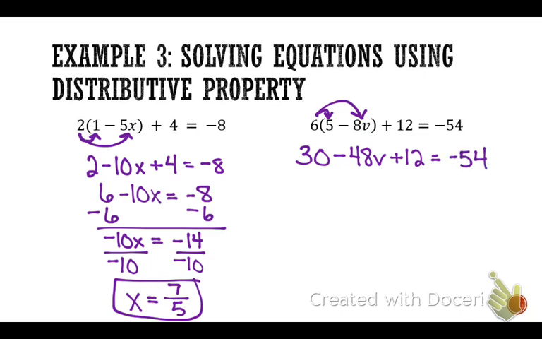Okay, so now we need to look for some like terms over here. Anyone want to raise your hand? Like terms you see that can be combined? Anybody see one? Mason? 30 plus 12. Yes, 30 plus 12. Those are two numbers. And I can see that 12 is positive because there's a plus in front of it. 30 plus 12 is what? 42. 42 minus 48v equals negative 54.